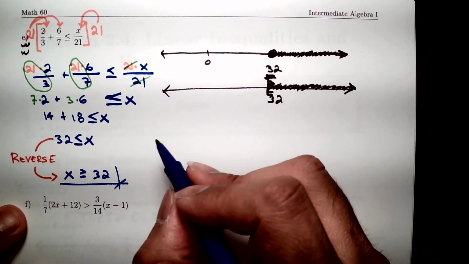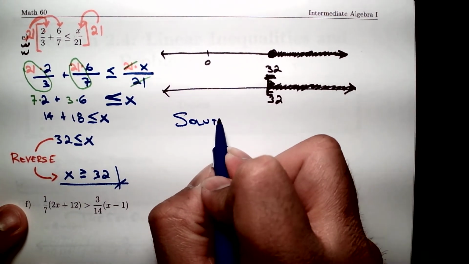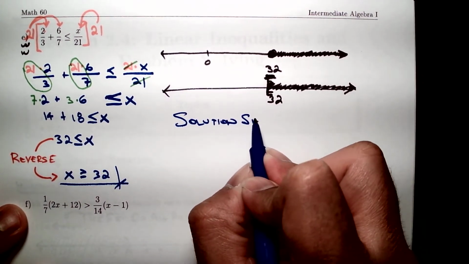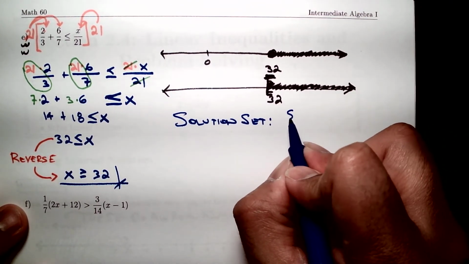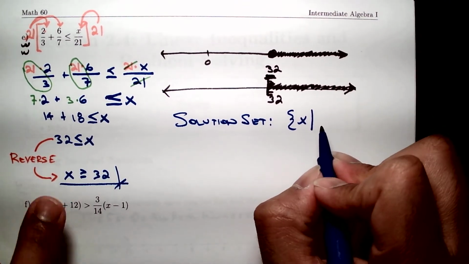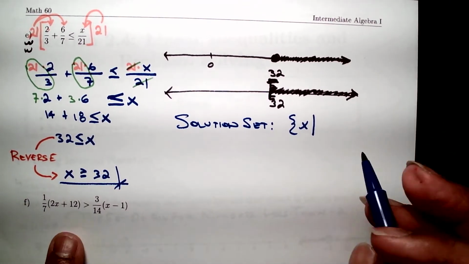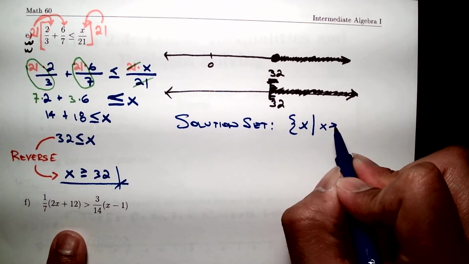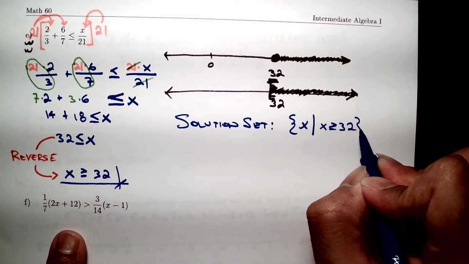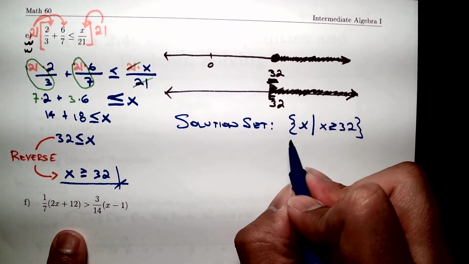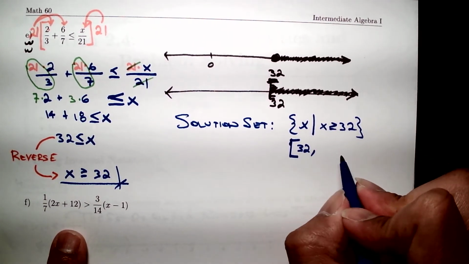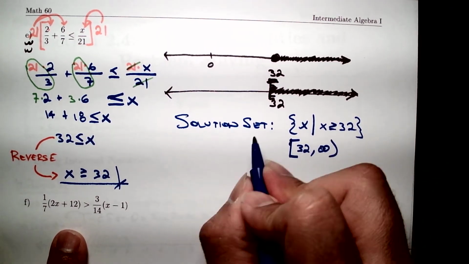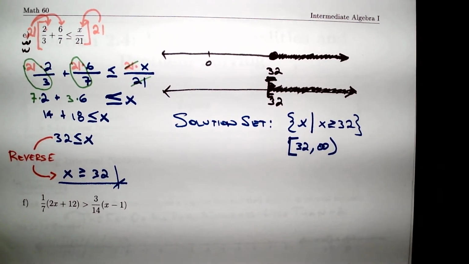Okay, so solution set. Solution set using set builder notation: x such that the solution you got here, just copy and paste here. And using interval notation, bracket 32, the lowest, infinity, the largest. All right. So solution set using both notations.